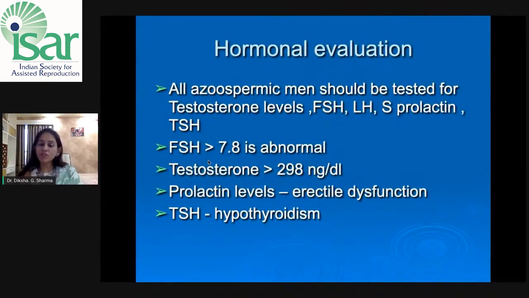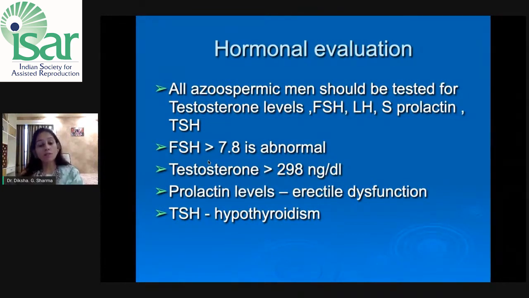The next step, once you have taken a detailed history and examined the male, is to proceed with a hormonal evaluation. The hormones which should be tested include testosterone levels, FSH or follicle stimulating hormone, LH levels or luteinizing hormone, serum prolactin, and TSH. FSH more than 7.8 is considered abnormal, while testosterone levels normally should be more than 298 nanogram per deciliter. If it is less than that, it means lower testosterone levels.